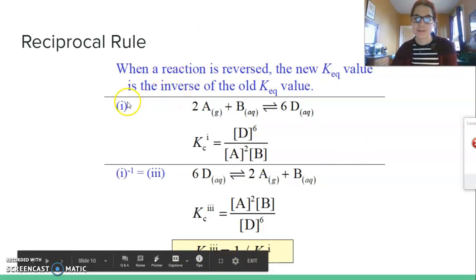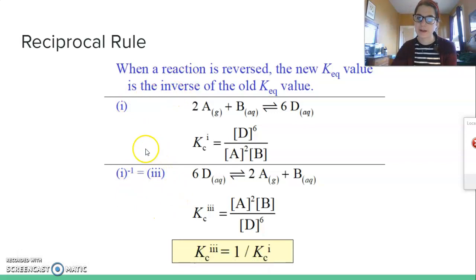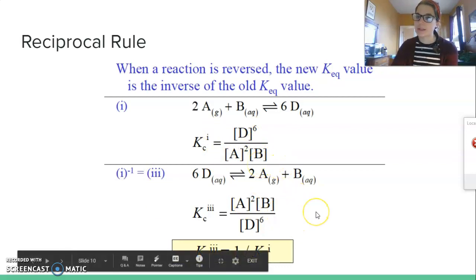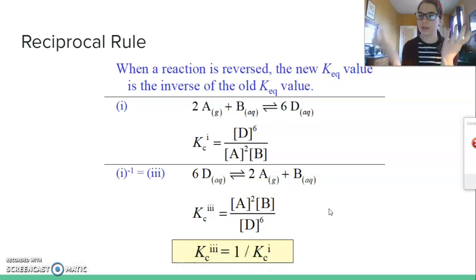So here we have the inverse, and they're defining this equation as 3. So we have D to the 6 over A squared times B. The inverse of that Kc expression will be described as A squared times B divided by D to the 6. Okay, so it's just the inverse. You just flip the expression.